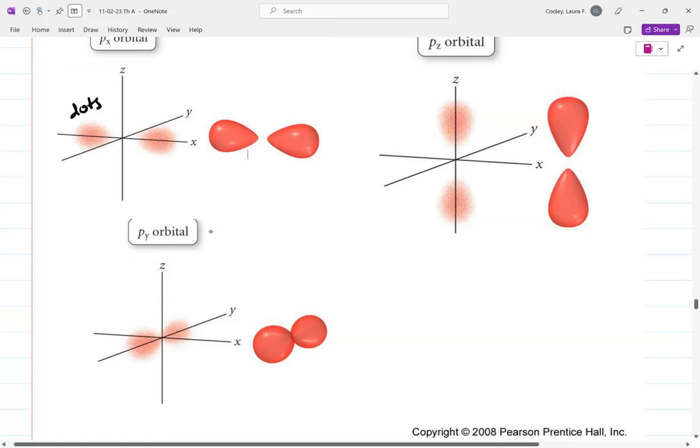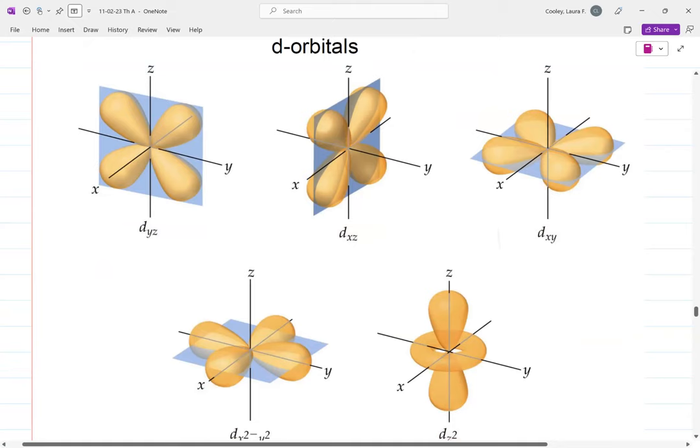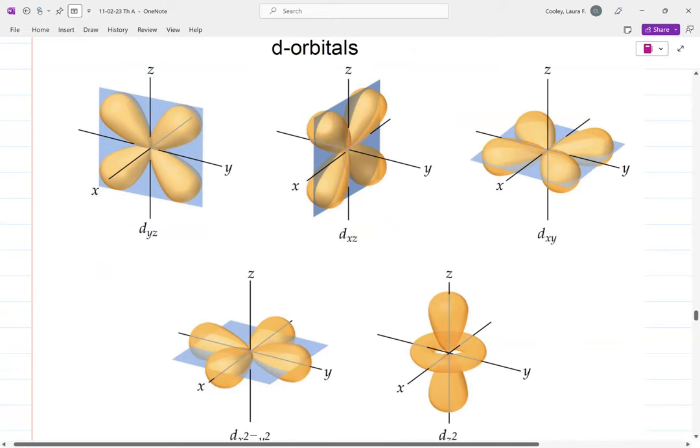For d orbitals, it gets more and more complicated. There's more and more lobes, and very complicated angular dependencies of where that electron can be. You don't need to know what these look like. You need to know there's five of them and maybe recognize them, but you certainly don't need to know which is dyz, dxz, all these names. I don't care for you to know that. It's not important. But there are more lobes as you get to higher and higher values of L. This is L equals two, so there's five of them.